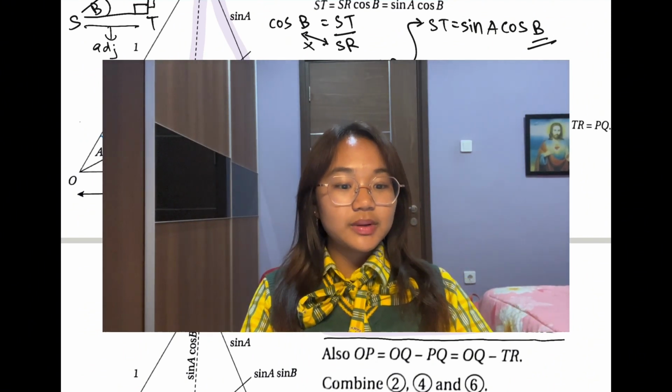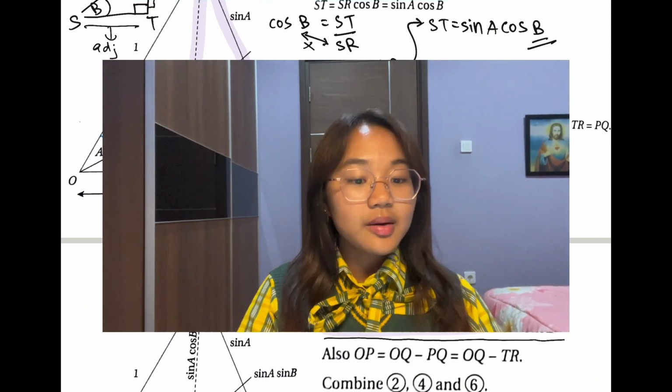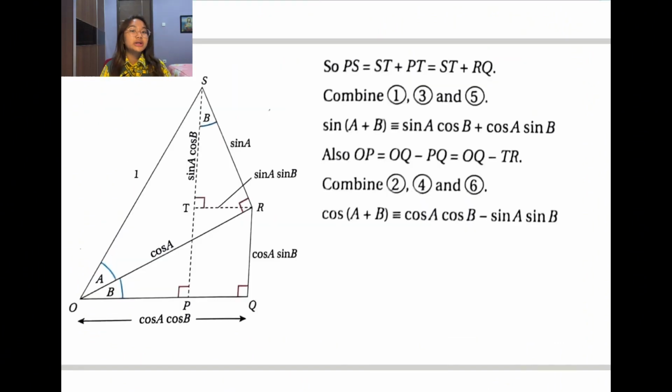So now that Florence already explained how we get every single side, I am going to explain how we can combine these formulas to create the addition and the subtraction of sin, cos, tan in trigonometry. Here, we are talking about the PS line. PS equals ST, and then we're going to add ST with PT. Now, as you can see, PT doesn't create a triangle. Instead, QR or RQ is part of a triangle, which is why we are going to use RQ for our PT. So now that we already know, we are just going to combine the first, third, and fifth one.